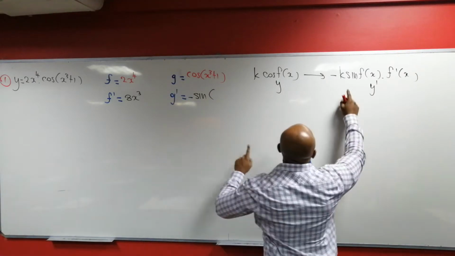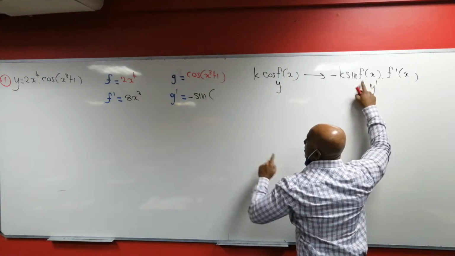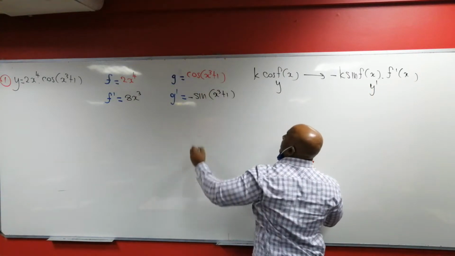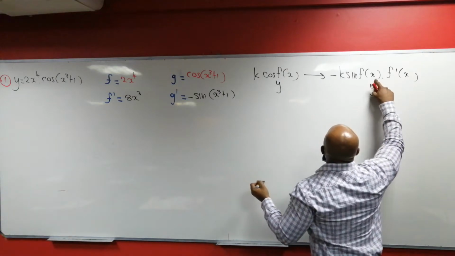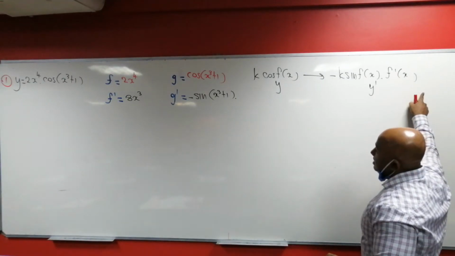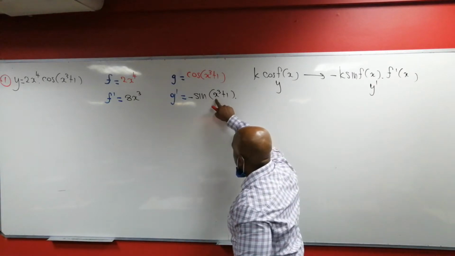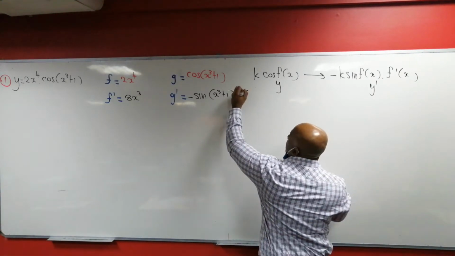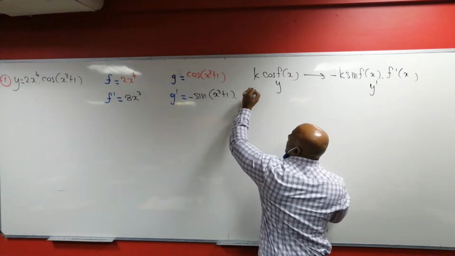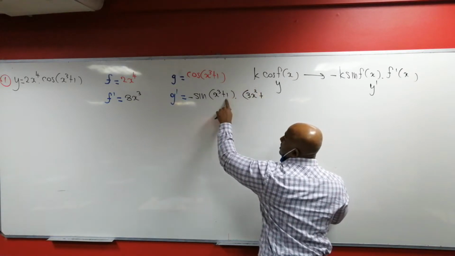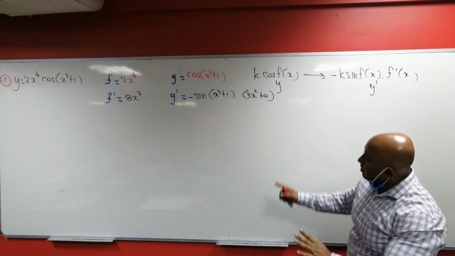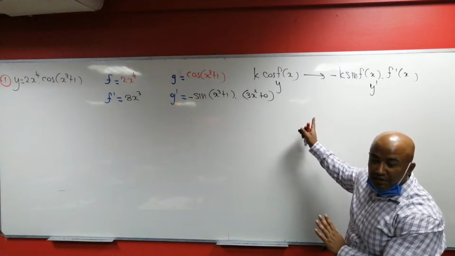So where am I now? It's minus sine of the function of x. Your function of x here is x cubed plus 1. So I'm here at this stage times, so times now f prime x. So what is f of x? F of x is x cubed plus 1. F prime x means differentiate this, so that will be 3x squared plus the derivative of a constant is 0. You can see the main working out is at this stage here.